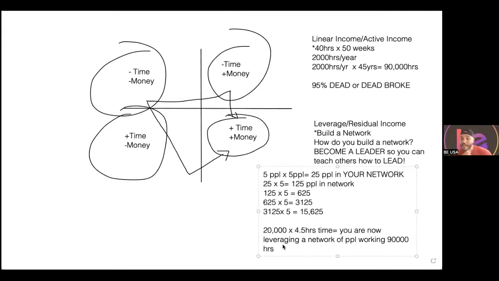40 hours a week for 50 weeks, 2,000 hours a year, for the next 45 years. That's 90,000 hours of your life. Now, after that, guys, 95% of those people are dead or dead broke. But if I could show you how to get into this quadrant of having more time and more money, would you be interested?